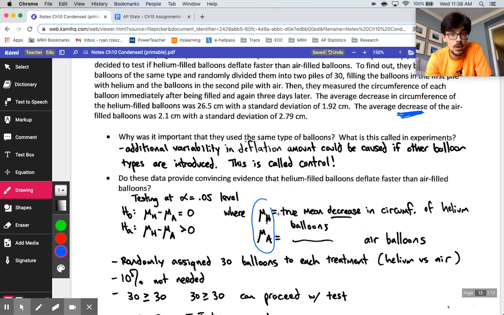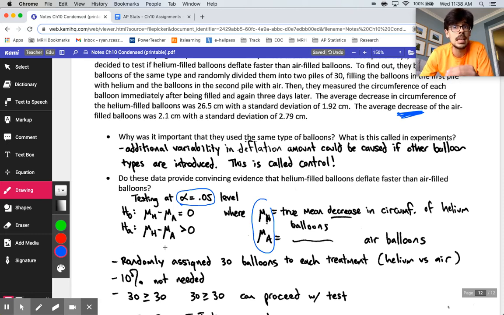So when I define my variables, mu sub h is the true mean decrease in circumference for the helium, and then mu sub a would be the same thing, but for the air balloons. And I made sure I defined my alpha. They don't specify, so I just use good old 0.05. And if you look at my hypotheses here, null hypothesis, there's no difference. The balloons deflate at the same rates. But for my alternative, I chose to go H minus A in that direction, and that's my choice as long as I specify what I'm doing here.